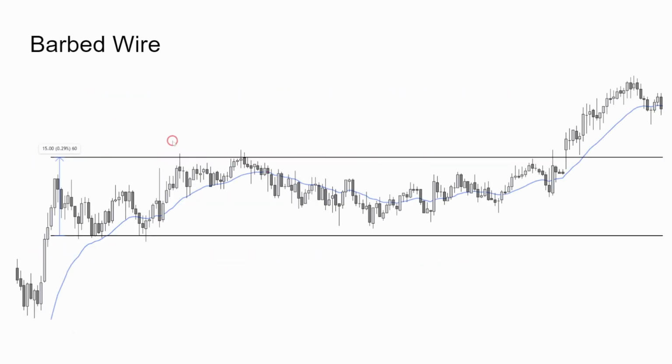Here's an example of barbed wire. It happened for a very long time. I think this was almost 2 trading days, and it was a 15-point range from the highs to the lows. That's extremely difficult to trade.